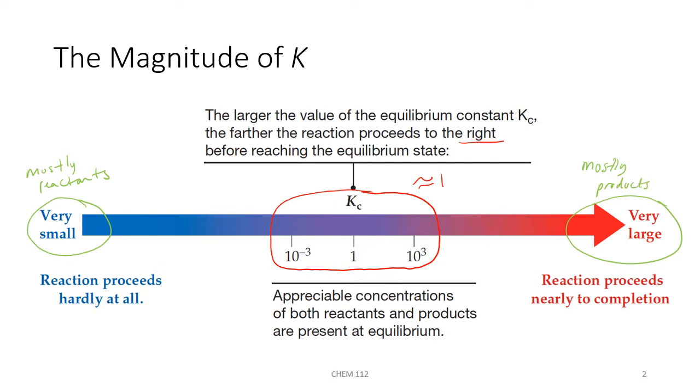So it's a sliding scale, and anywhere in between the very small and about equal to 1, you're still going to have mostly reactants present, but you could start forming some products. Then when you're within this range, you'll have about equal amounts of reactants and products. And then anything outside, getting larger and larger for your K value, you're going to start making more and more products when the reaction reaches equilibrium.